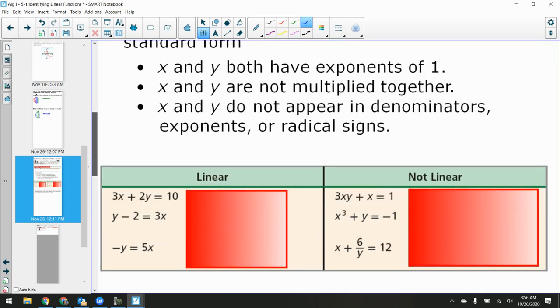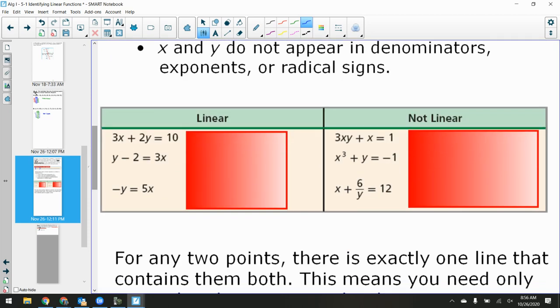Right, so let's take a look here at some examples of linear or not linear. Notice that 3x plus 2y equals 10. That is linear, right? There's nothing weird happening to x or y. It's multiplied by 3, it's multiplied by 2, they're added together, we're good. That's it.